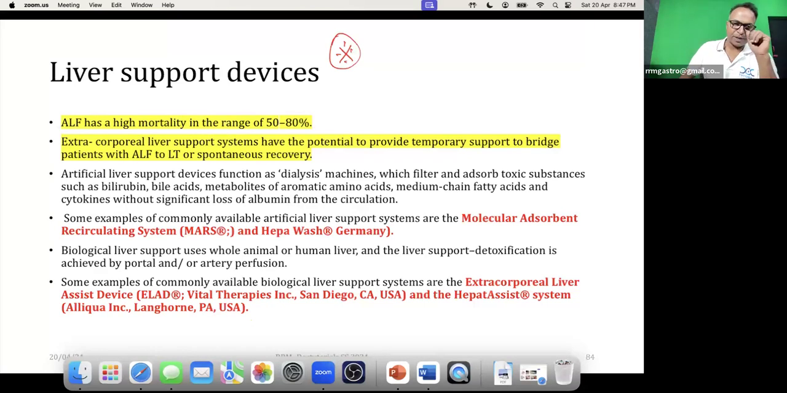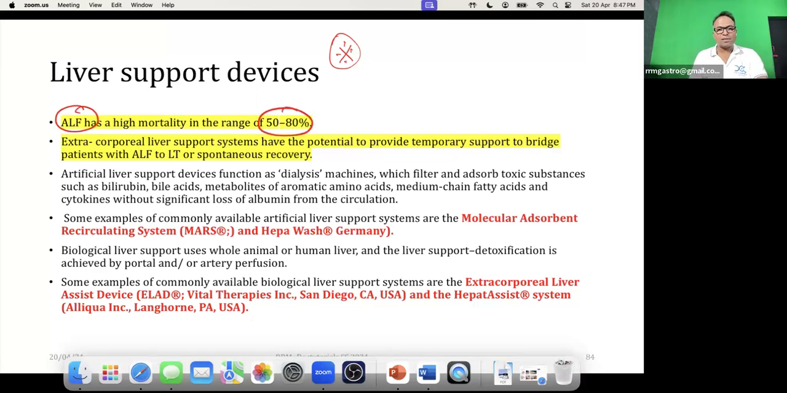And there is another update. This is actually a short note for final MS students writing about recent advances. What are the liver support devices? A liver support device is the same as a dialysis machine for kidney support. In the same way, an acute liver failure patient has a mortality of 50 to 80%. Until we take them for liver transplant, we need to do something, no? That bridging to liver transplant, we have separate devices which function like a dialysis machine, which remove toxic substances, bilirubin, bile acids, aromatic acids, medium chain fatty acids, everything is removed.